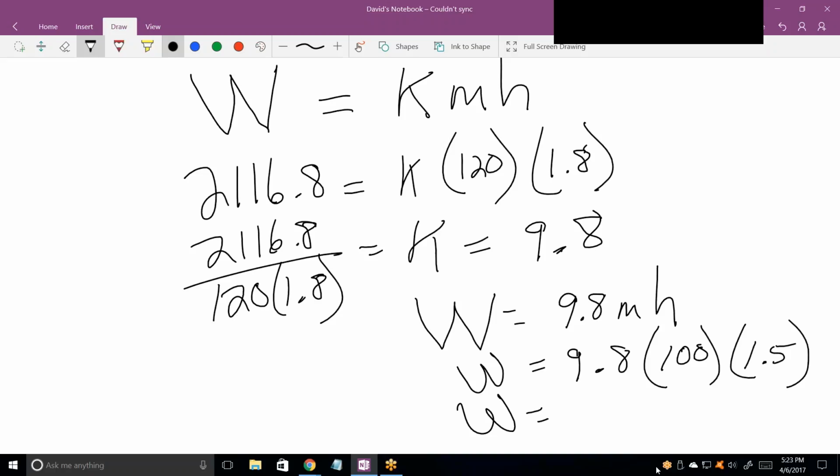So what'd you get for work when you multiplied these three numbers together? Well, it did end up whole since it didn't have any decimals after it. What number did you get? 1,470. Because 1.5 times 9.8 was 14.7. Okay. And that is in joules.